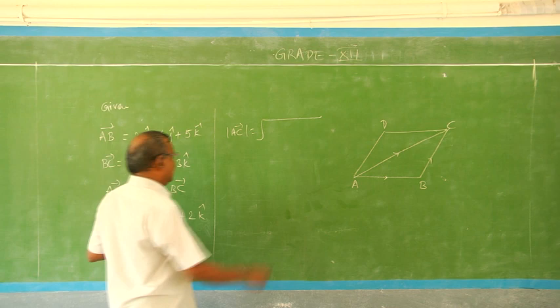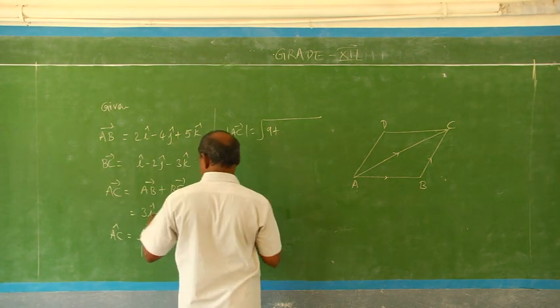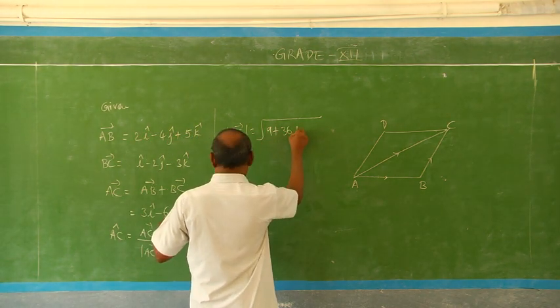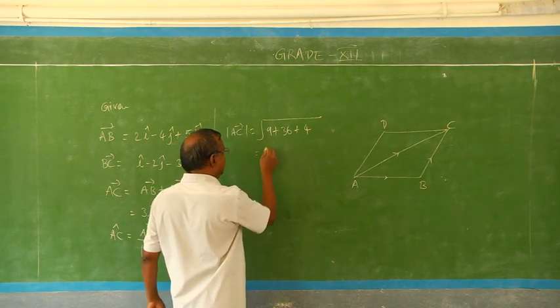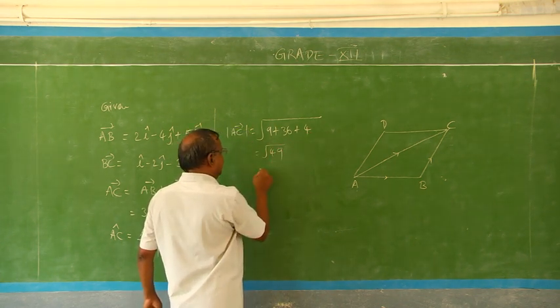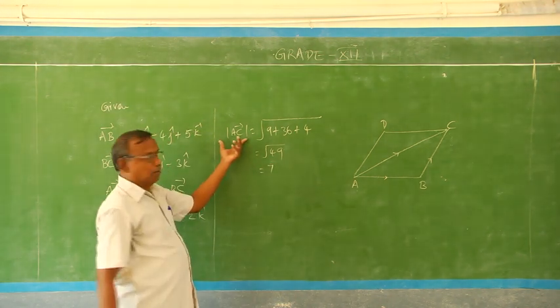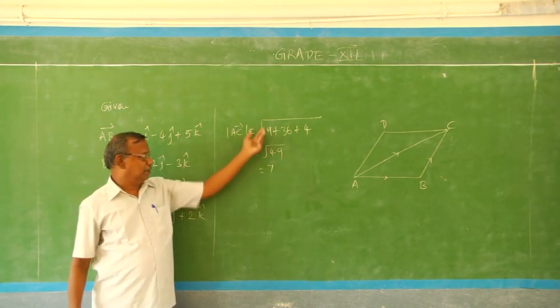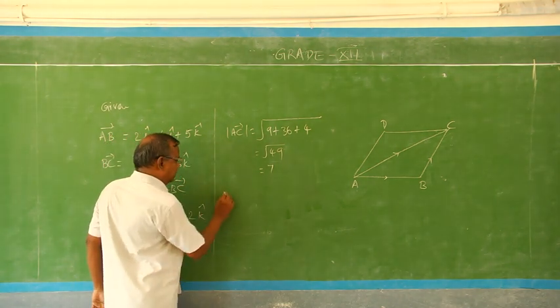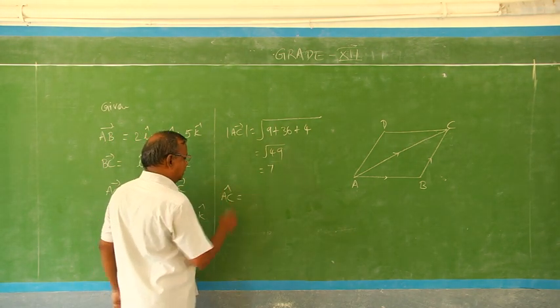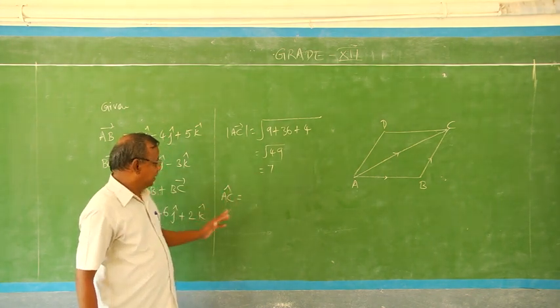That is 3 square, 9, minus 6 the whole square, equal to 36 plus 2 square equal to 4, equal to 36 plus 4, 40, 49. Here it is equal to 7 because it is modulus. Therefore we cannot take plus or minus value, so plus value.